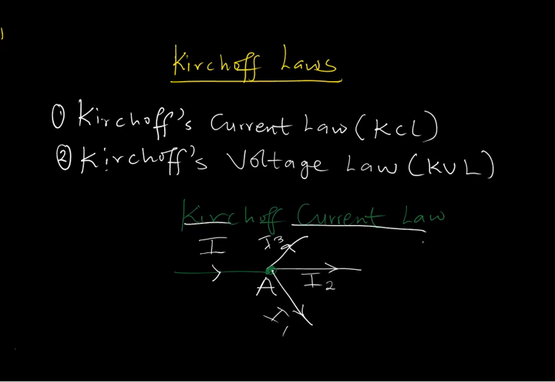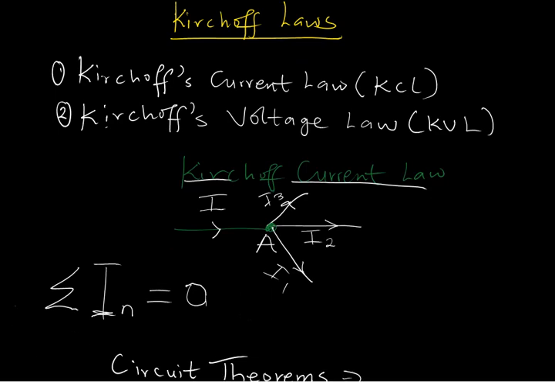Now let me state the law. According to Kirchhoff current law, the algebraic sum of the currents entering or leaving a junction is equal to zero. I've used the summation of all the currents entering or leaving a junction, equal to zero. And of course, you know what a junction is. So I'm using this particular diagram to illustrate.